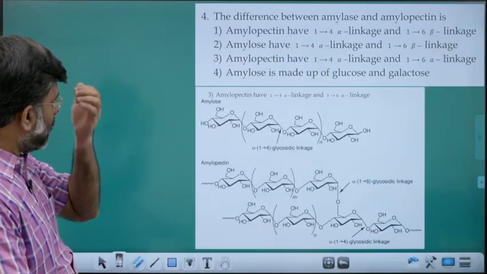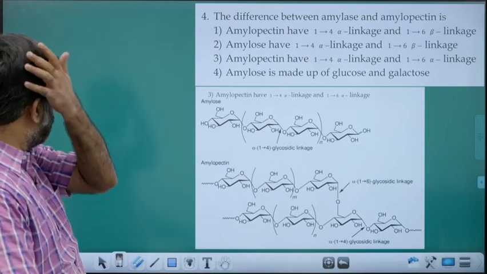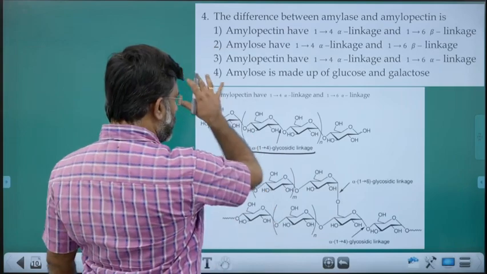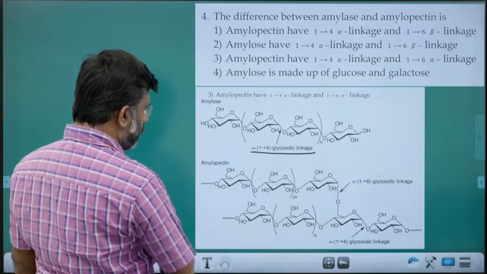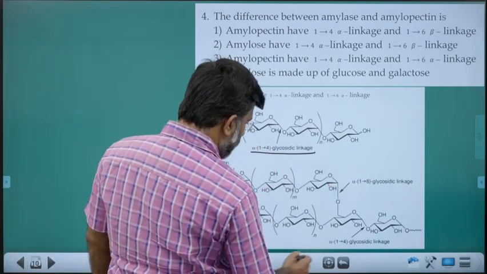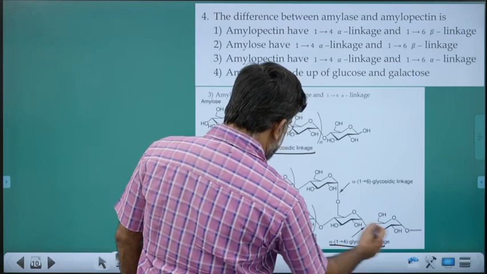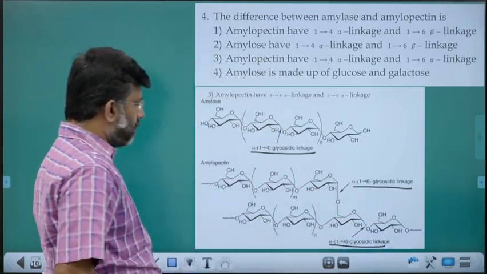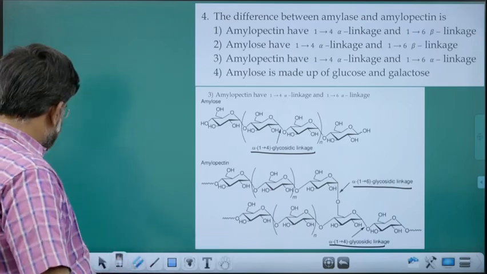Yes, this is the linkage in amylose and amylopectin. Amylose will go for 1,4 glycosidic linkage, a linear polymer. Amylopectin will go for 1,4 glycosidic linkage in the linear chain and 1,6 glycosidic linkage in the branching. Okay, next.